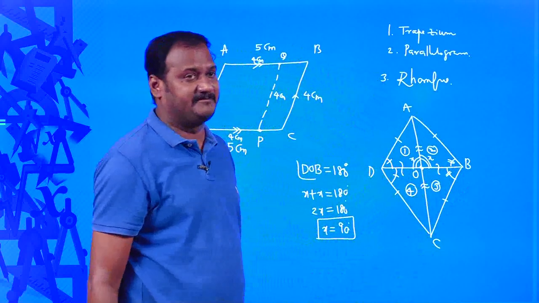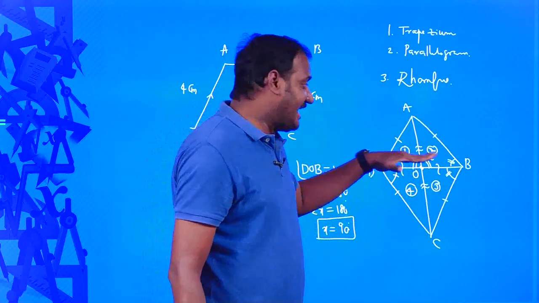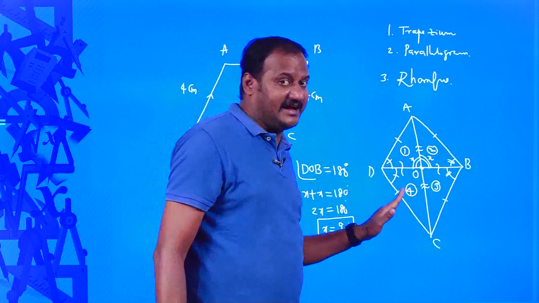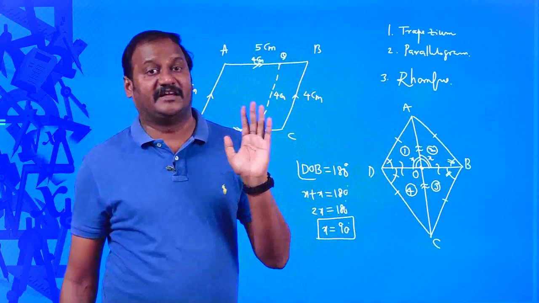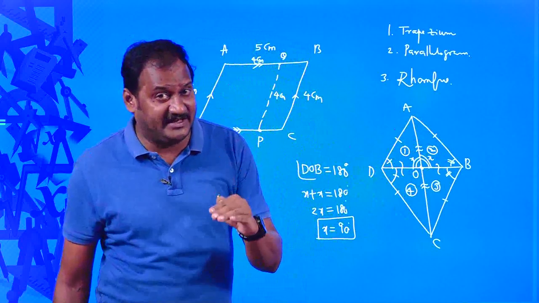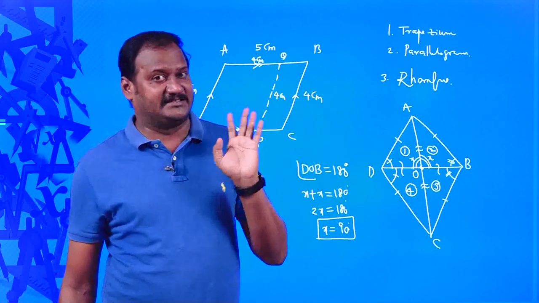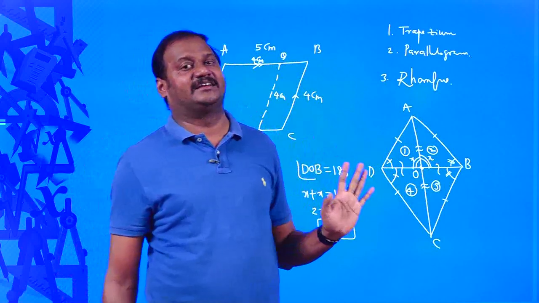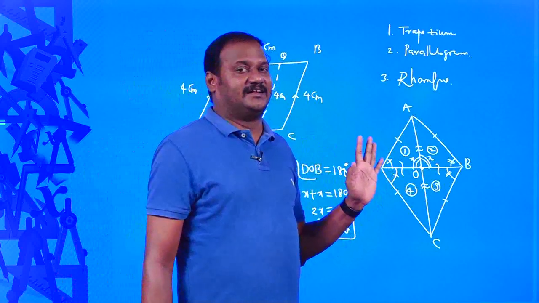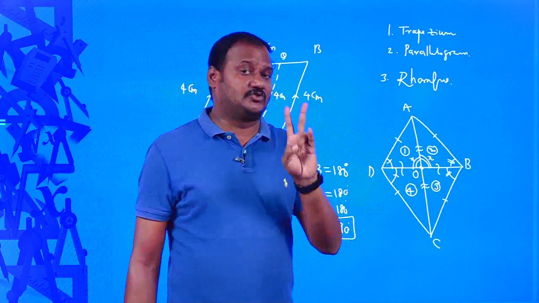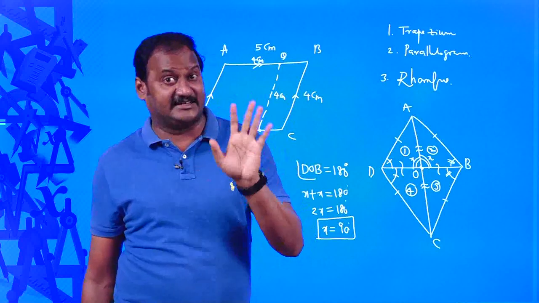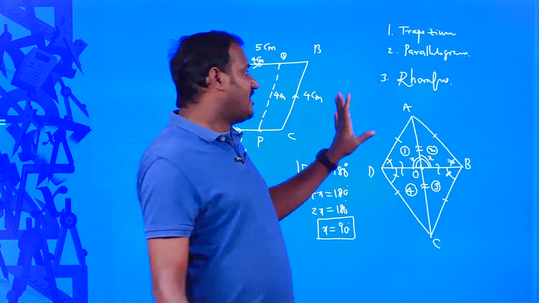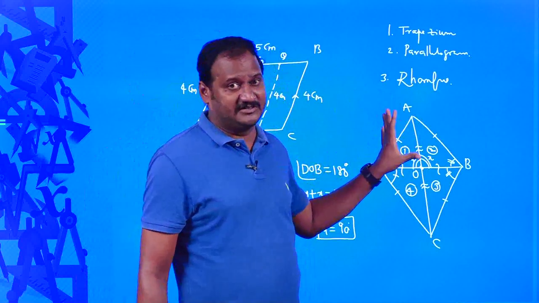So, what does it mean? It means the diagonal divides the angle into two equal parts. Then what do you call that line? It must be an angular bisector, so the diagonals divide the angles into two equal parts, which means diagonals are the angular bisectors also. These are all very important properties of our rhombus.